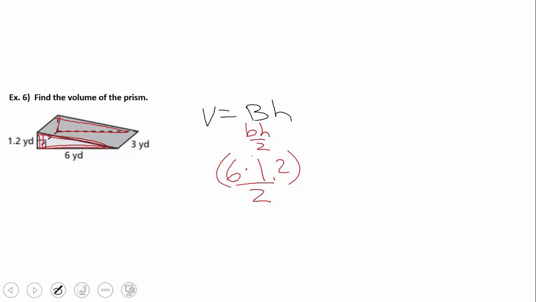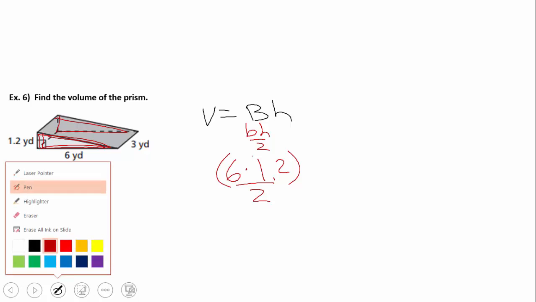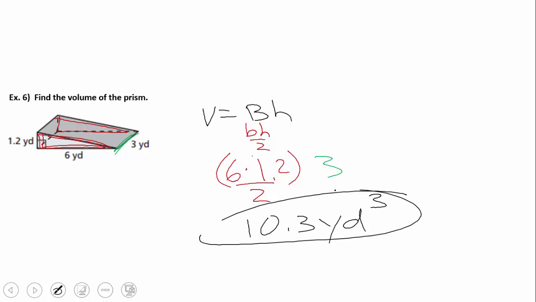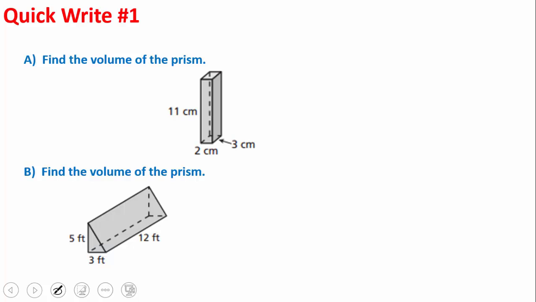And we're going to multiply that by the height. And the height is the distance between, which is 3. And 6 times 1.2 divided by 2 times 3 gives us a volume of 10.8. And the units are yards. We're finding volume, so it's cubed. We're done with our first video. Let's get our quick write done.